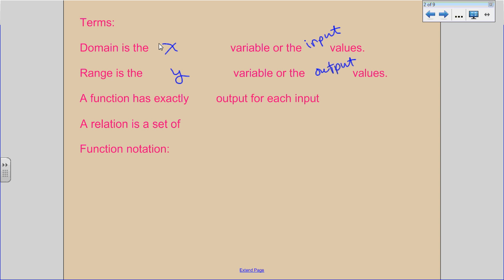If a relation is a function, it has exactly one output for each input. What that means is each x has exactly one y. I'm never going to see the same x value twice in my function, because the x value only has to be listed once for its one y value. A relation is just a random set of ordered pairs.